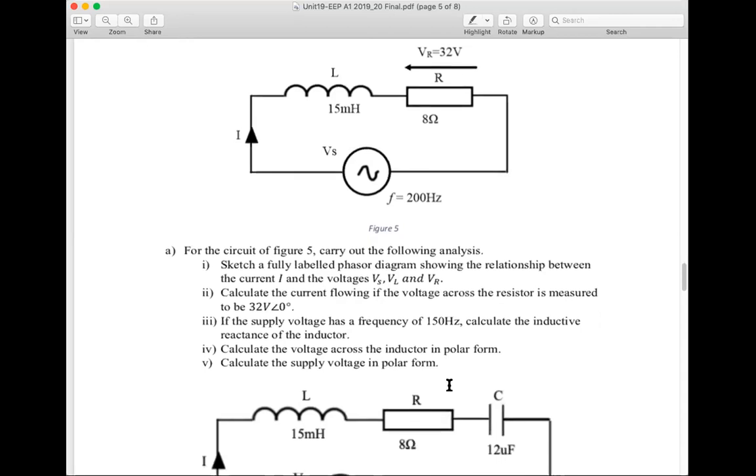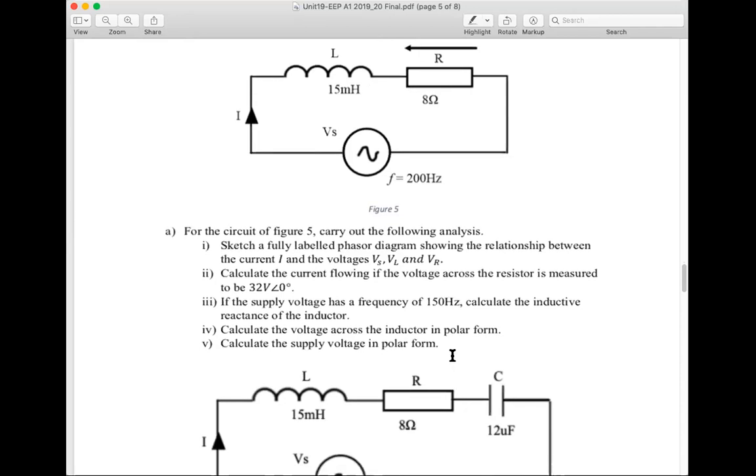What I'm saying is I want the final answer not in rectangular form, but in polar form. Because if you're going to add two voltages together, VL and VR, you're probably going to do that in rectangular form. But I want the answer converted to polar form.